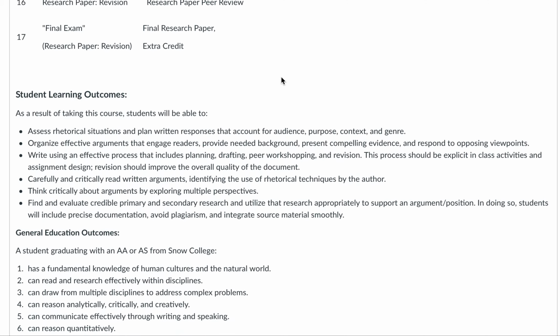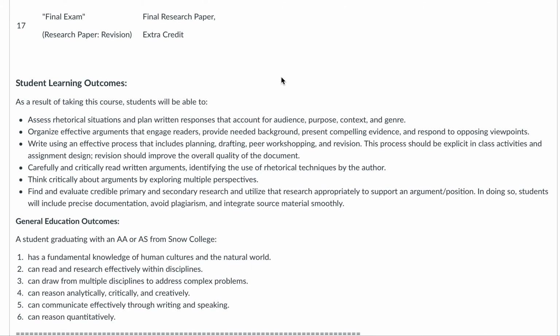And that leads us to, by the time you are done with this class, you should be able to assess rhetorical situations and plan written responses that account for audience, purpose, context, and genre. You should be able to organize effective arguments that engage readers, provide background, present compelling evidence, and expound to. You know what? You don't need me to read this off for you. I'm just going to leave this here for a second. Feel free to pause it if you want to read it in detail.